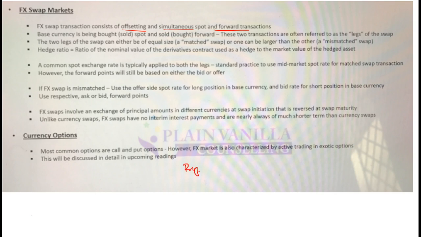That is, for example, if I have a buy spot transaction, then I am offsetting it with a forward sell transaction, and if I have a forward buy transaction, then I am offsetting it with a spot sell transaction. So two legs of a swap can either be of equal size, that is known as a match swap. So if I am equalizing the size, whatever is paid out should be received. If the size is equal, that is known as a match swap, or one can be larger than the other, that is known as a mismatched swap.